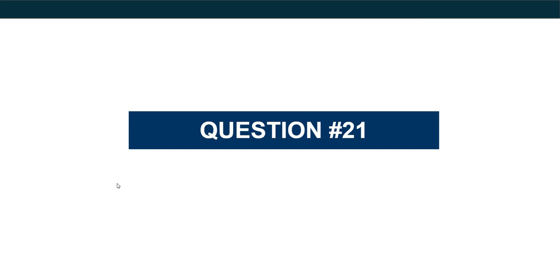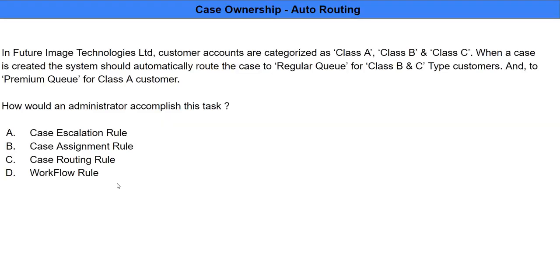Question number 21. Case ownership auto routing. In Future Image Technologies Ltd, customer accounts are categorized as Class A, Class B, and Class C. When a case is created in the system, it should automatically route the case to regular queue for Class B and Class C type customers and premium queue for Class A customer. How would an administrator accomplish this task?